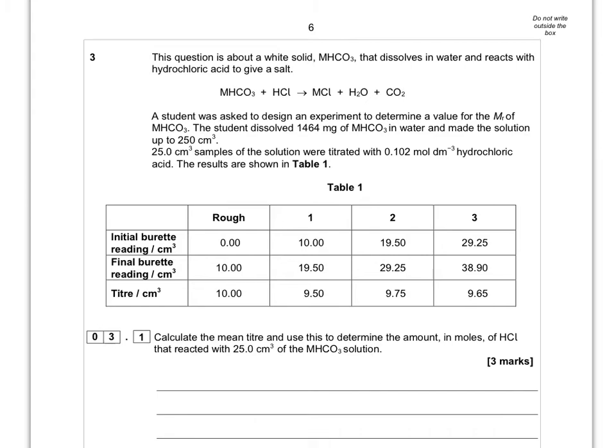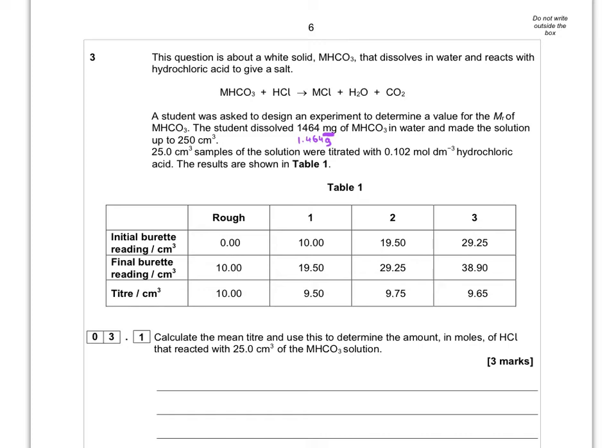This question is about a white solid MHCO3 that dissolves in water and reacts with hydrochloric acid to give a salt. A student was asked to design an experiment to determine a value for the Mr of MHCO3. The student dissolved 1,464 milligrams. We're going to have to be careful here, we've got this in milligrams. To convert milligrams into grams, you divide by 1,000, so that's going to be 1.464 grams, which is what we usually use in our moles calculations.